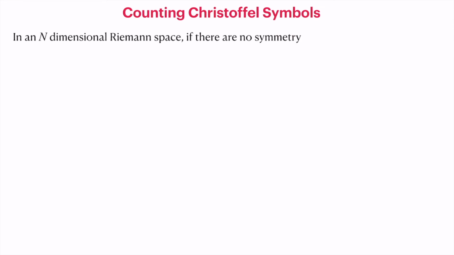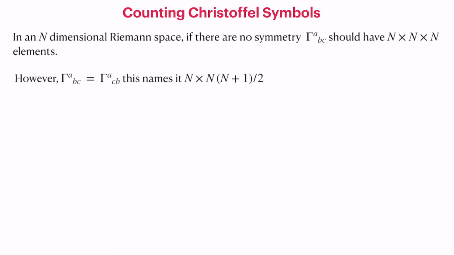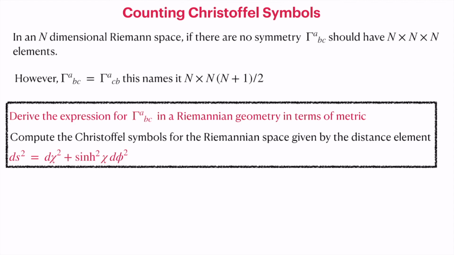Let us count the Christoffel symbols. How many are there? In n-dimensional Riemann space, we have a gamma. It has 3 indices, so with no symmetry, it should have n times n times n terms, that is n cube terms. But we also have a symmetry in the lower indices. That means that the last two indices' n square terms have to be replaced by n into n plus 1 by 2. So we basically have n times n into n plus 1 by 2 terms in the Christoffel symbol. The rest of the terms depend on each other.